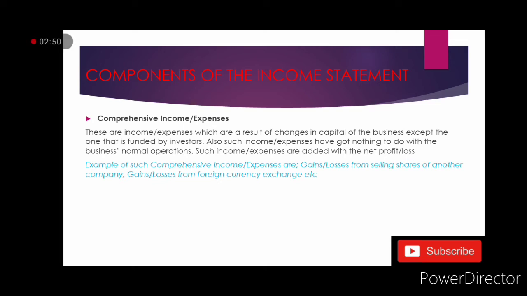Gains or losses from foreign currency exchange. If the business had been swapping its money through different currencies, and by chance the business has made a surplus from swapping values of currencies, then that surplus is recorded there. But if due to such operations the business's capital has decreased, then that decrease is recorded right over here. These are a few examples out of many more that could fall into the classification of comprehensive income or expenses. If it's comprehensive income, it is added to the net profit. If it's comprehensive expenses, it's deducted from the net profit, and then you get the total comprehensive income or expense.